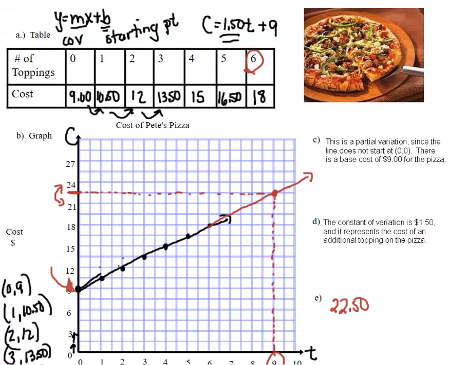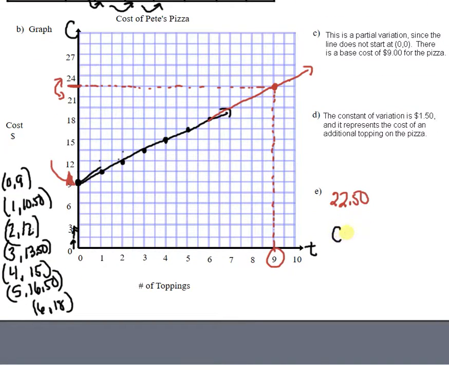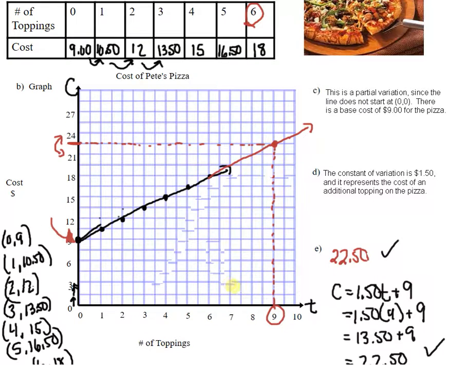And I know this question didn't formally ask for the equation, but we found the equation up here. Cost equals $1.50t plus 9. So let's just double check. If we actually had 9 toppings, a 9-topping pizza, we'd go 1.50 times 9. We'd get $13.50 plus 9, and you get $22.50. So we can check it like that, or we can do extrapolation. So extrapolation, again, is estimating outside of the actual graph.